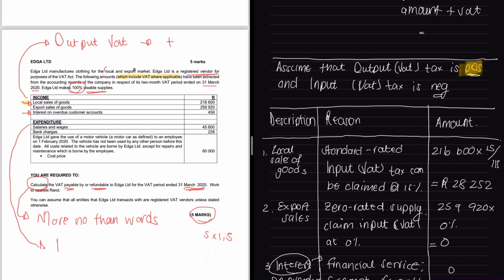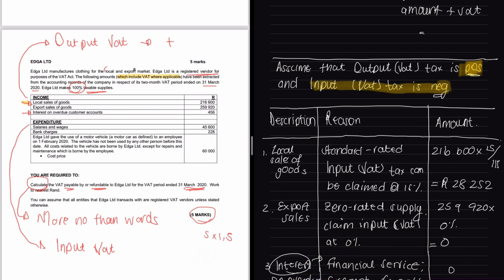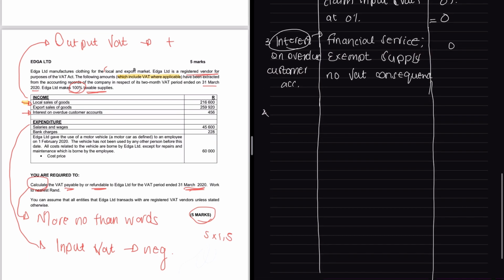Okay, let us go to expenditure. Expenditure is input VAT in most cases. And we said input VAT is negative. So just to double check our signs are correct, this is positive 28,000, positive 0, positive 0. Okay, we are still together.